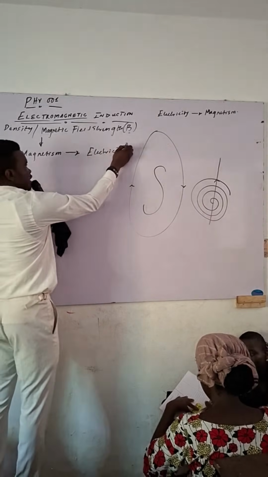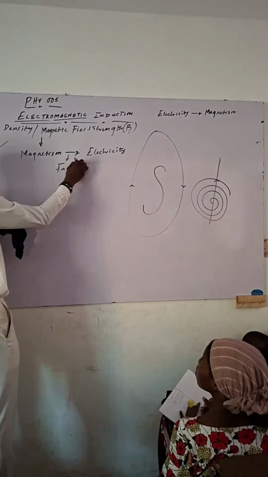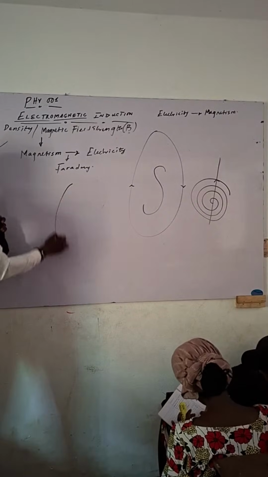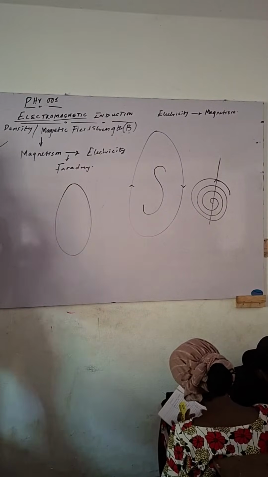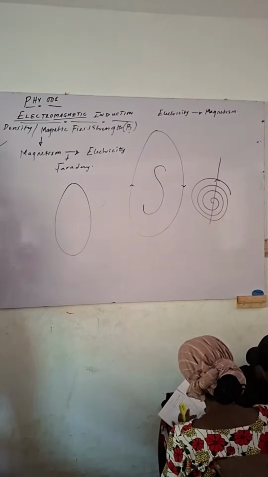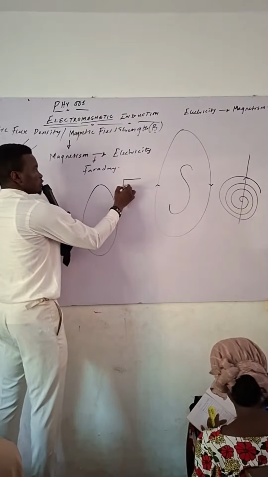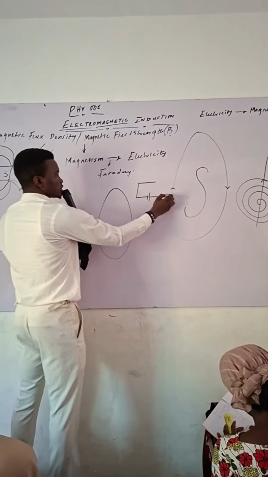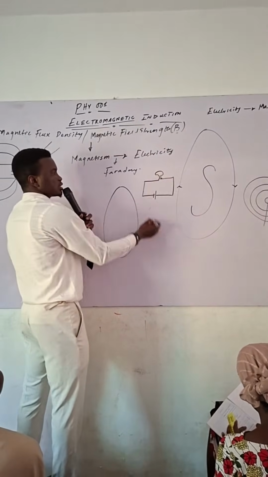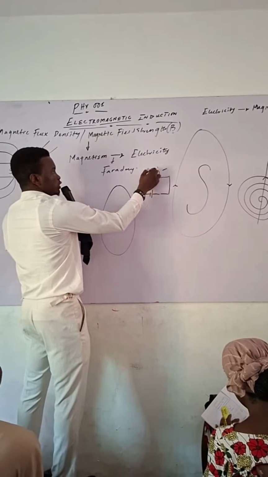This experiment was performed by Faraday. Let me start in a simple manner. You take a coil. This coil is not connected to a battery. Normally, if you start electricity, you connect a battery, then you can connect your bulb or whatever you want to connect. And when you switch on the electricity, the bulb will come on.